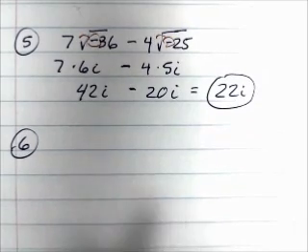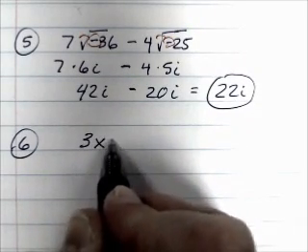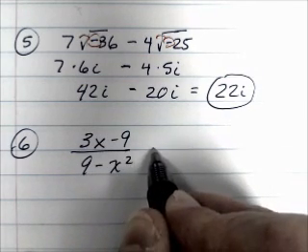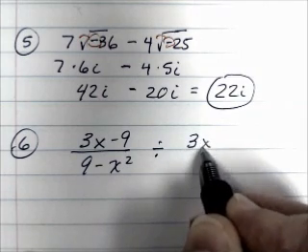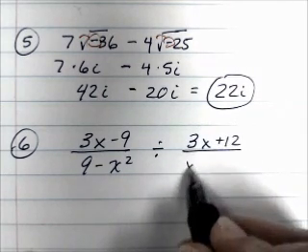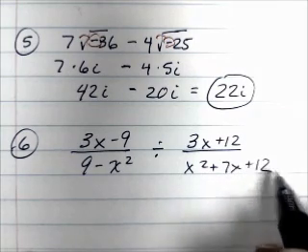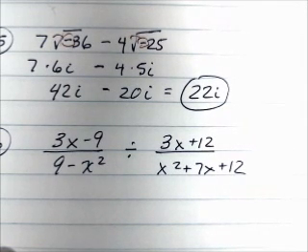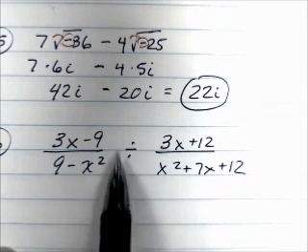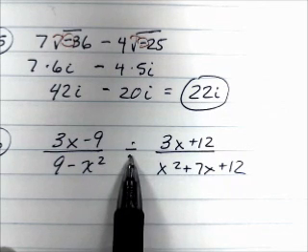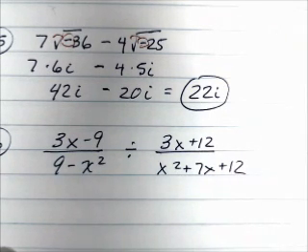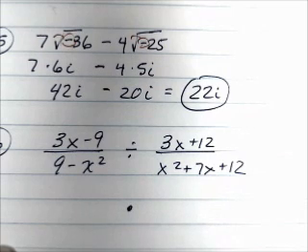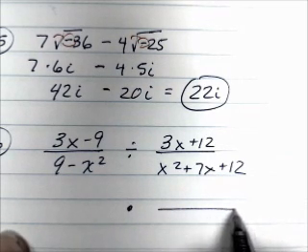Next, let's take 3x minus 9 over 9 minus x squared and divide it by 3x plus 12 over x squared plus 7x plus 12. So we have the division of these two rational expressions. Two things here. First, we're going to change division to multiplication, and we're going to write the reciprocal of the fraction that follows. So the division changes to multiplication, and I'm going to multiply by the reciprocal.